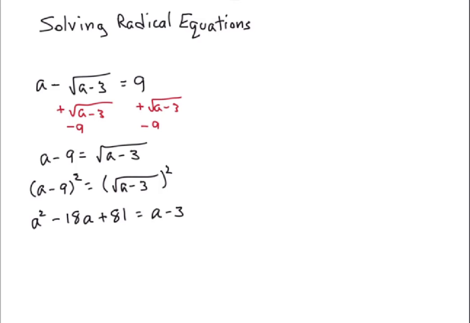Okay, so now what we have is just a polynomial equation. So now we go back to how do we solve polynomial equations. And since this is degree 2, we have a couple of options. The easiest of which is probably just get them all to the same side and then see if we can factor it. And so if we subtract a off of both sides and add 3 to both sides, we get a squared minus 19a plus 84 equals 0.